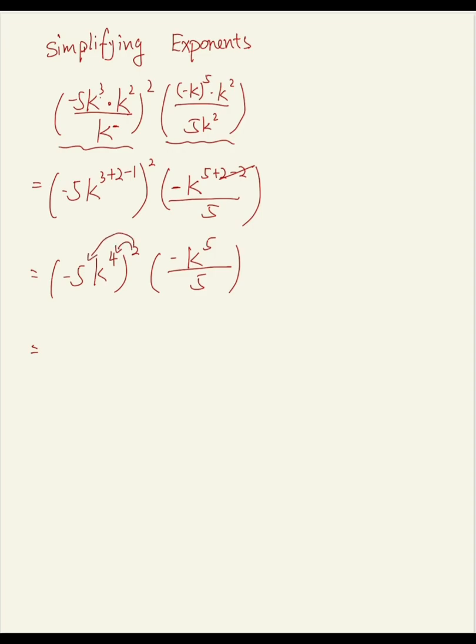Then we will solve the first part and distribute 2 to each one, and we got 25k to the 8th, times 1/5, and times -k 2/5. In this way we have 5 and k 8, plus 5, and we have the negative mark, and we can write it at the beginning, so it's -5k to the 13th.